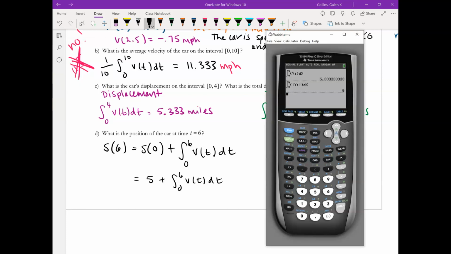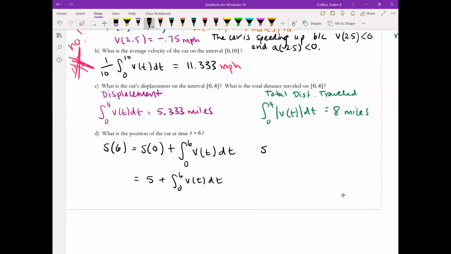All right, so in the calculator, we could do 5 plus Math 9. Let's see, 0 to 6. Vars, y vars, function y1. Always a dx there. 17 miles. All right, so the position of the car at t equals 6 is 17 miles. All right, that's it.